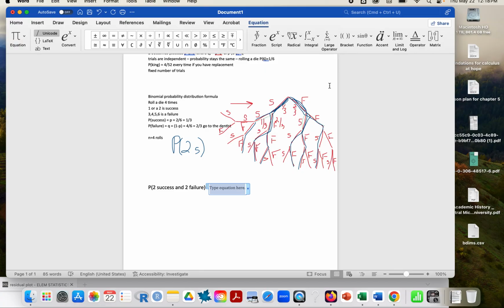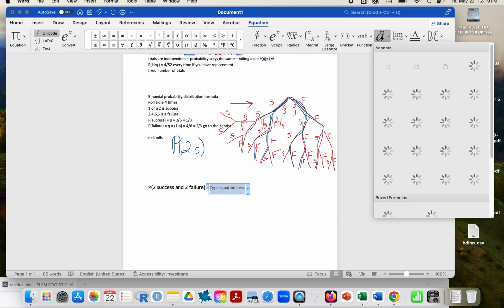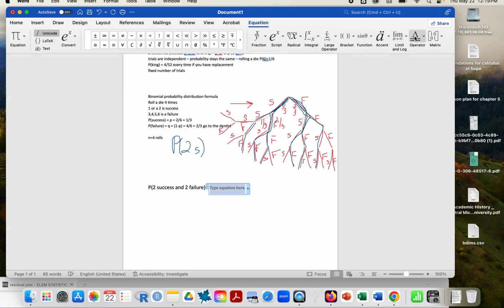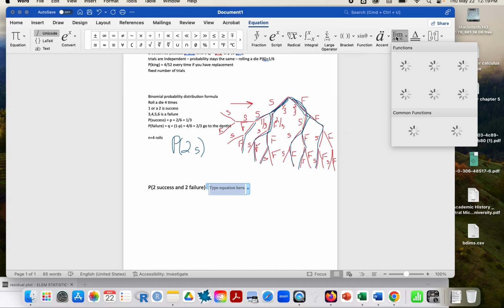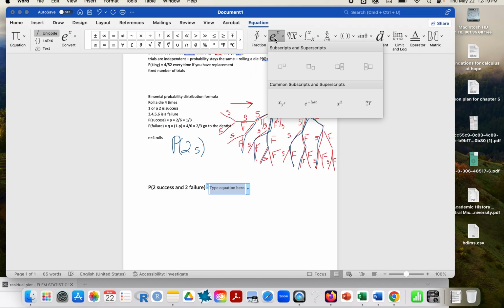Sometimes it just does. Okay, so the first thing that I need to do is I need to create an nCr. And where is that? Can I go to accents and get it? Nope. Can I go to operators and get it? Nope. Okay, so I'm going to have to use an alternate notation.